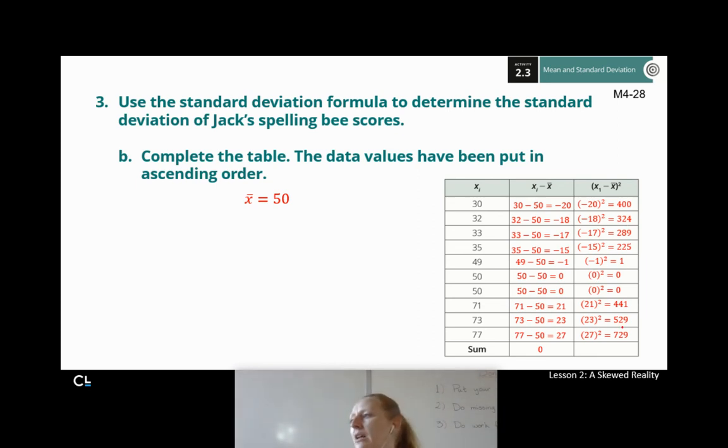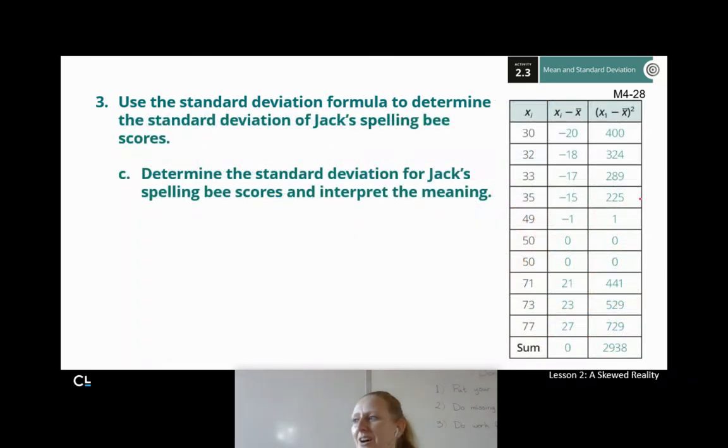All right. Add all of these up, all of our squares. Did you add them all up? Because I did, and I got 2,938. I had a pretty big number. All right, let's finish this off. Now we have our table filled in. Let's determine the standard deviation.